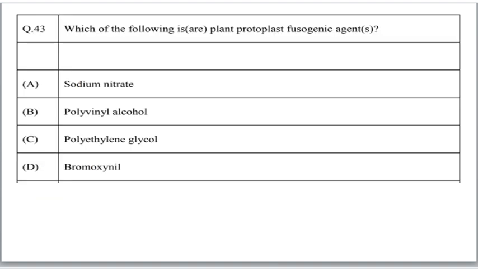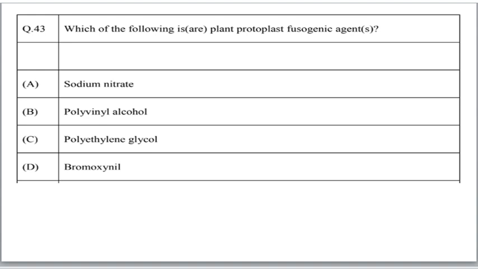Next, the third question is question number 43. Which of the following are plant protoplast fusogenic agents? This is an MSQ type of question, and for this particular question, the official answer key mentions options A, B, and C, which means sodium nitrate, polyvinyl alcohol, and polyethylene glycol are correct options.